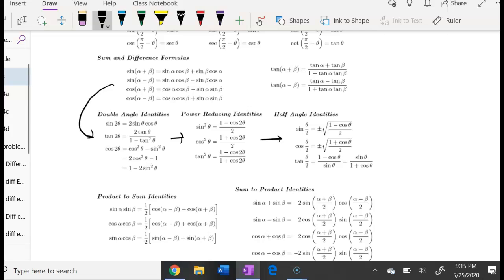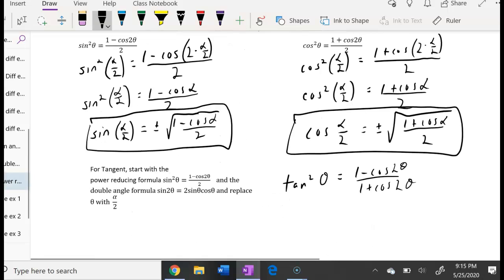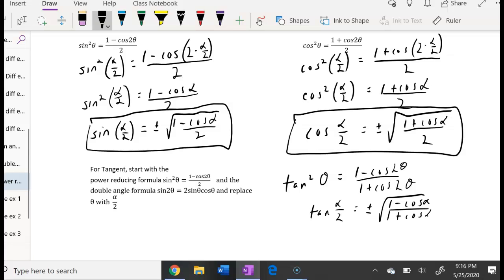Here it is, 1 minus over 1 plus, so yeah. And then we would just take the square root, replace the half angle, and we would end up with the tangent of alpha over 2 is equal to plus or minus the square root of 1 minus the cosine of alpha over 1 plus the cosine of alpha.